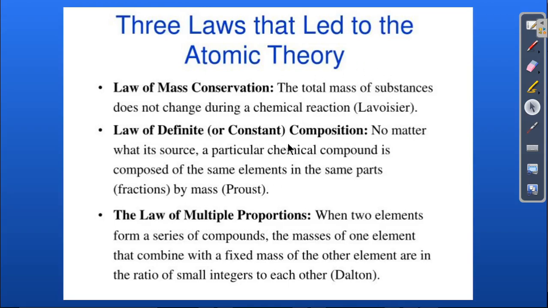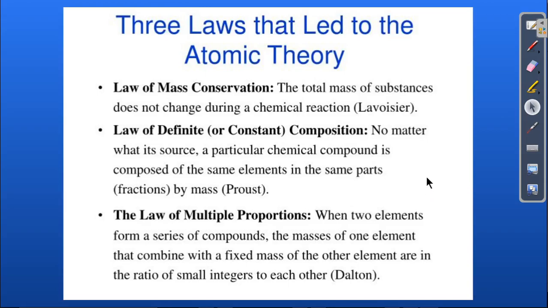The law of definite proportions is also called the law of definite or constant composition, because no matter what its source, a particular chemical compound is composed of the same elements in the same parts or fractions. You remember that? We need recipes to form compounds. They are always in the same proportions to make the same compound.